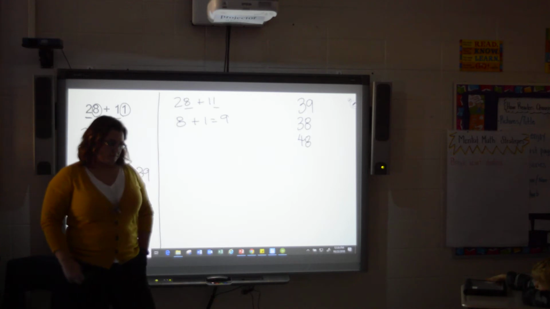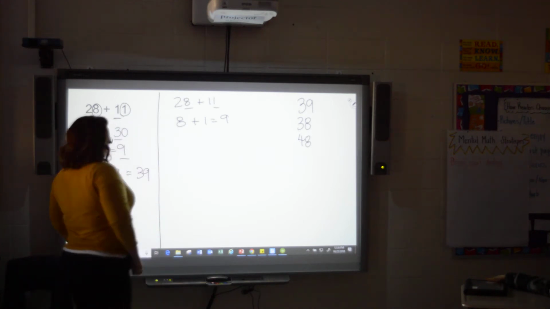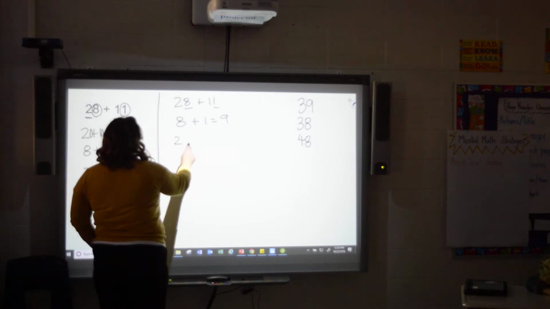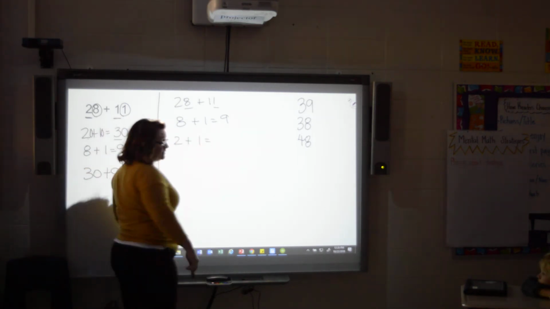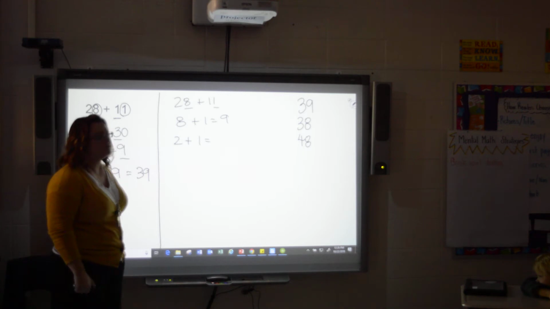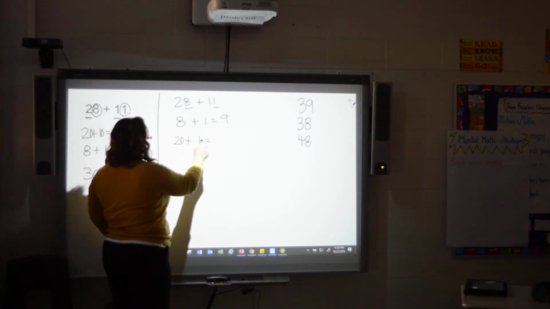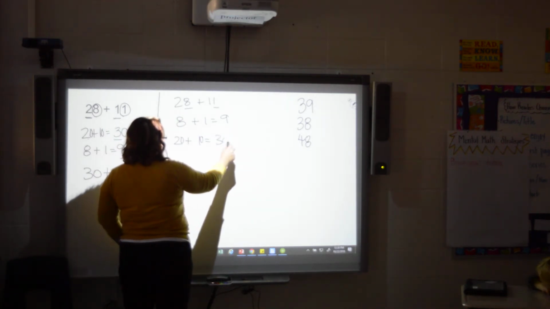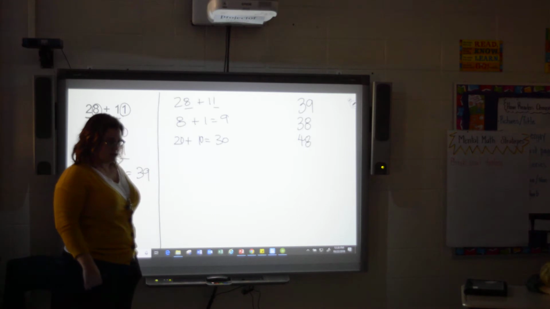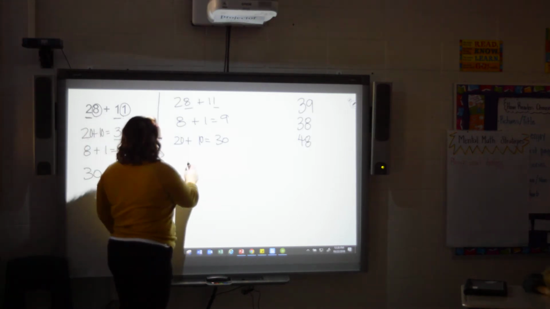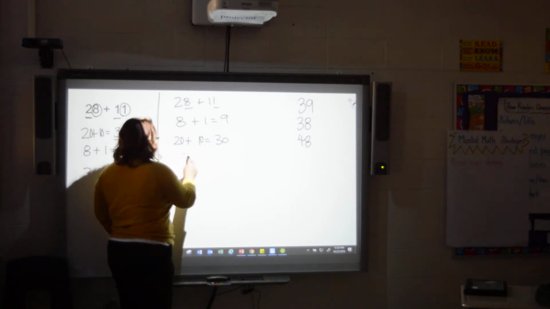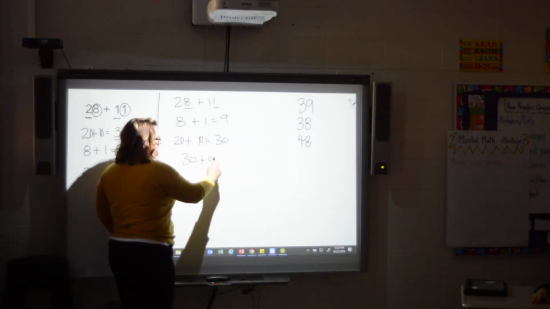Okay. So then I added the 30. I added the 2 and 1. Oh, I hear that same language again. Is that really a 2 and a 1? No. 20. 20 and what? 10. So 20 plus 10 equals 30. And then what did you do? Then I put the 9 with the 30. Can we just put the 9 with the 30? No. What do we have to do? Add it.